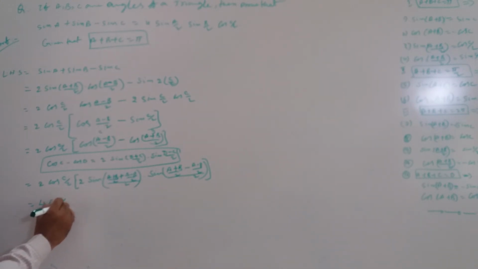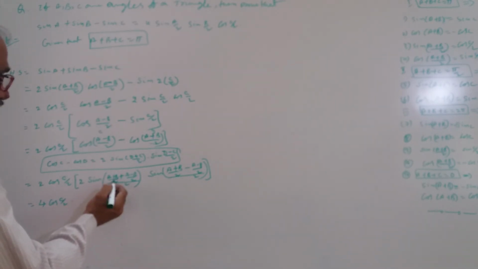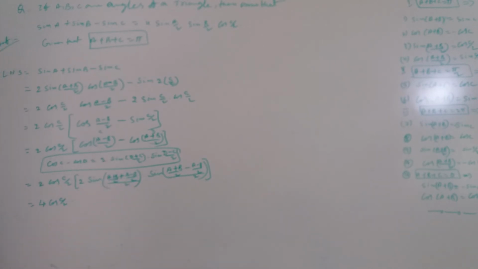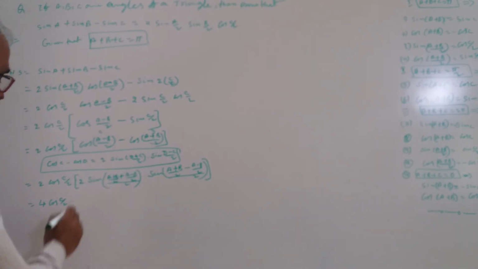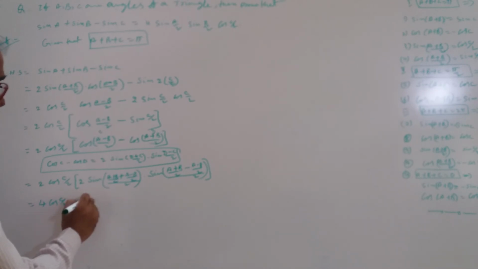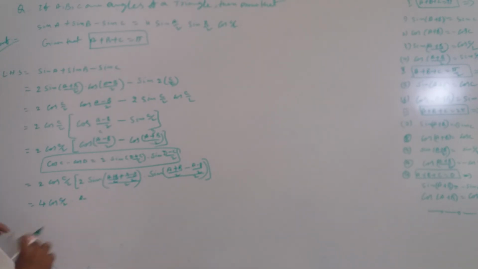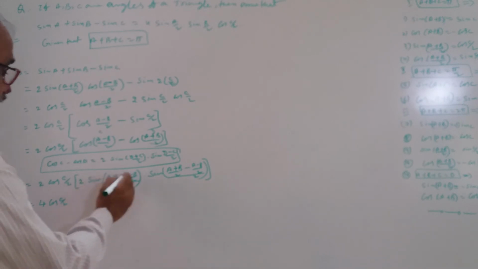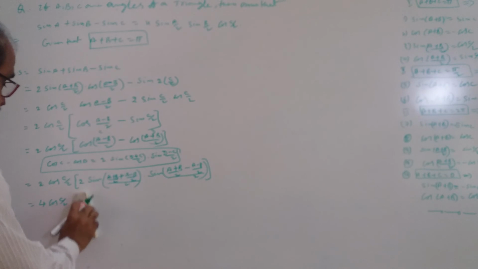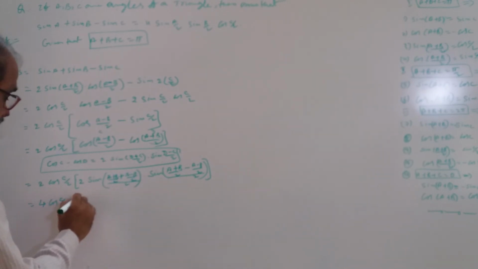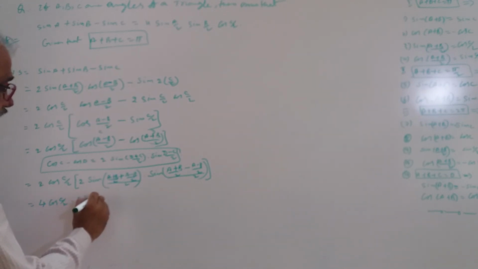4 cos C by 2 into. The simplification of this: the denominators are equal, so A plus B plus A minus B over 2 to the 4. That means B will get cancelled, and A plus 2A by 2 into 2A, sin A by 2. The simplification of that much is sin A by 2.